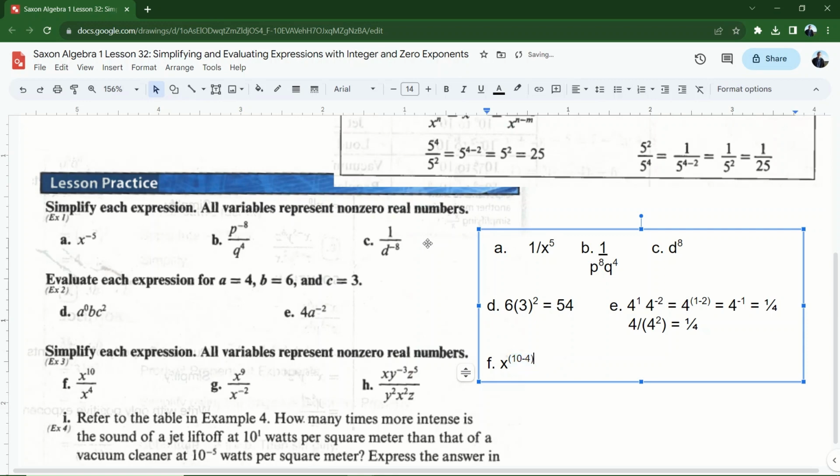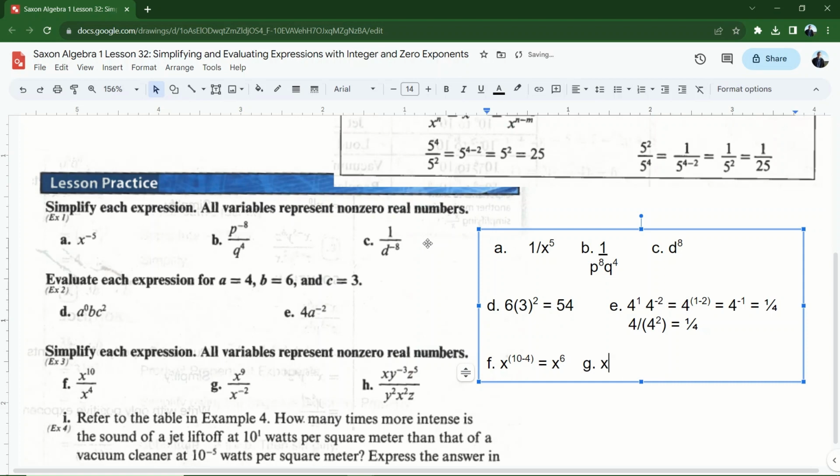X to the 10 minus 4 can be simplified to x to the 6th, and I'm done with this one. There's no further simplification that I can do. Letter G. This is going to work the same way, but here's where I'm saying you've got to know how to add and subtract numbers.